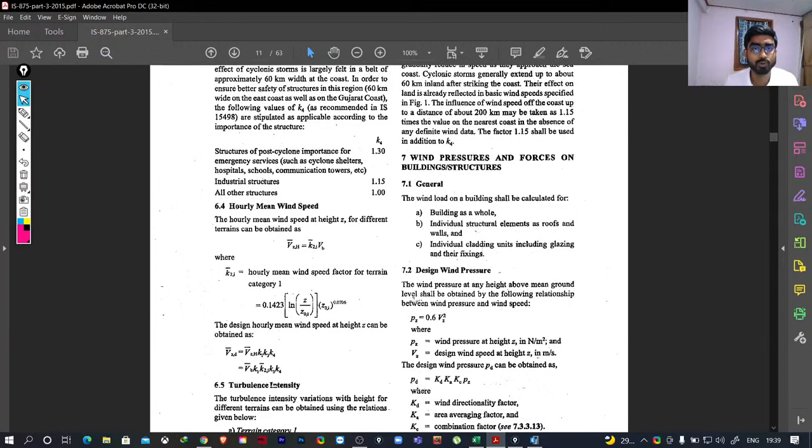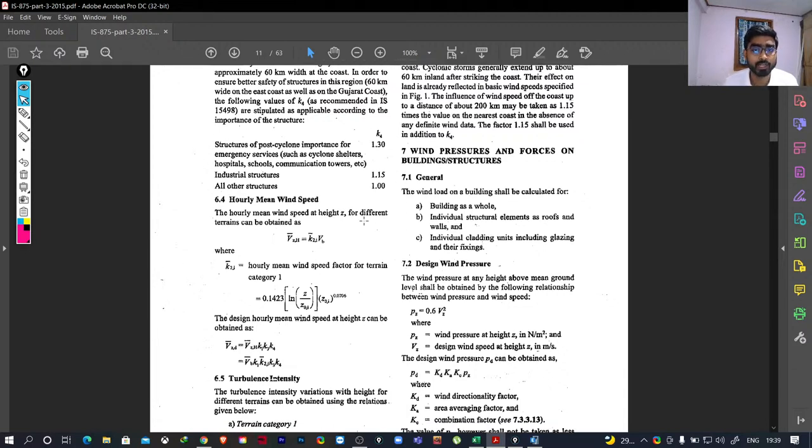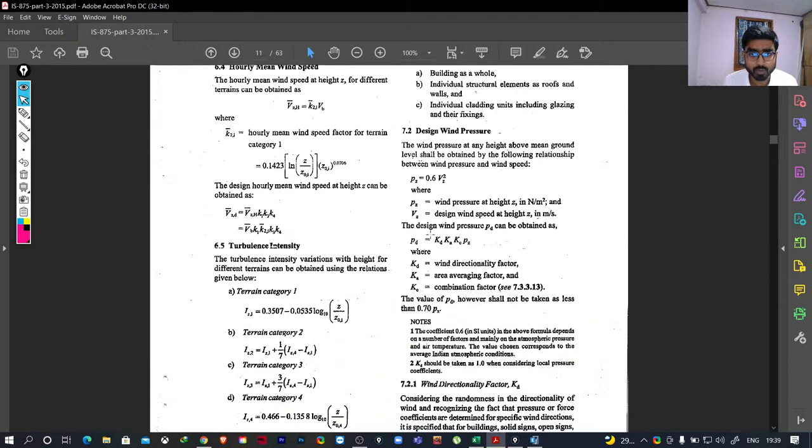Then we have K1, K2, K3 and lastly this K4 factor, which is the cyclonic zone factor. It depends on how important your structure is in the cyclonic areas, depending on the use and the occupancy of the structure. So we can find out the PD value similar to this PZ here.